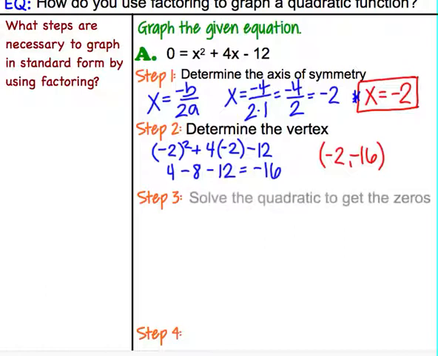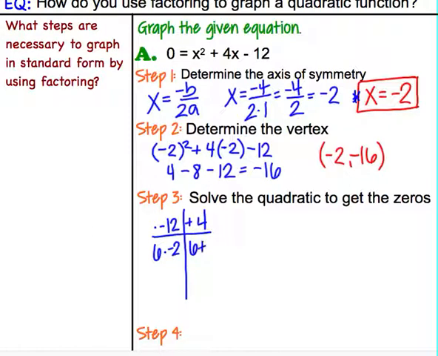Step 3 is going to be to solve that quadratic to get the zeros. This is where we're going to take our t-table, and we want our t-table to multiply to c, which in our case is negative 12, and add to b, which is 4. So I think here I know that 6 times negative 2 is negative 12, and 6 plus negative 2 is 4. So I know that that's going to be my quadratic. So I've got 0 equals x plus 6 times x minus 2.